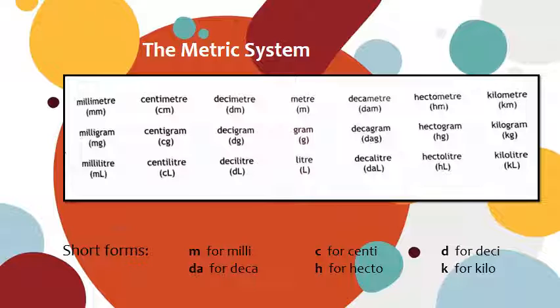For example, if we take the basic unit of length, that is meter, then the units which are less than meter are decimeter, centimeter and millimeter, while the units which are larger than meter are decameter, hectometer and kilometer. And this goes for gram as well as liter also. So the short form for milli is M, centi is C, deci is D, deca is DA, hecto is H and kilo is K.